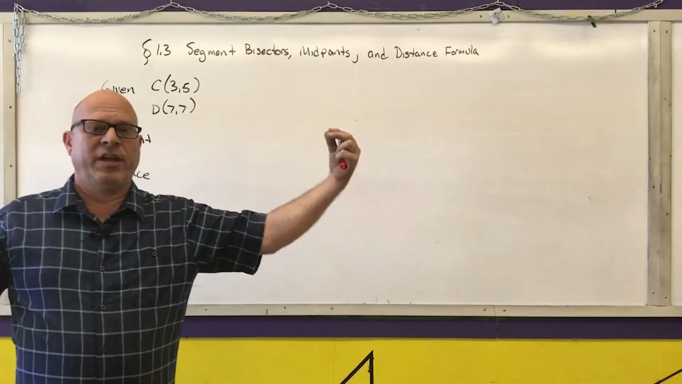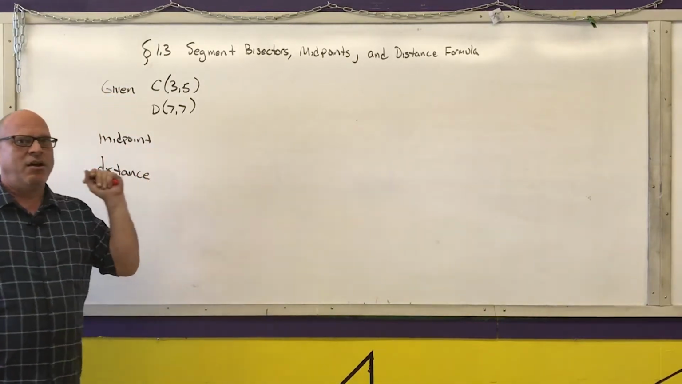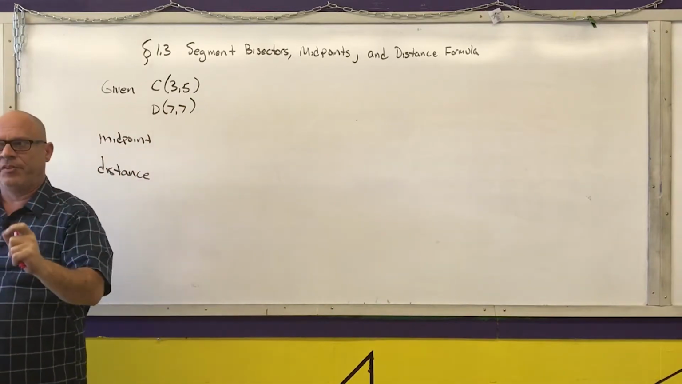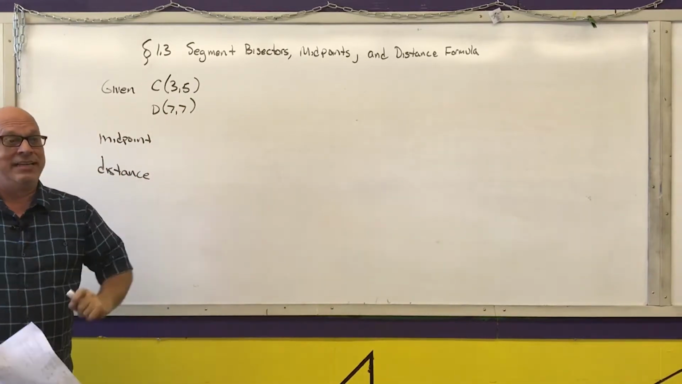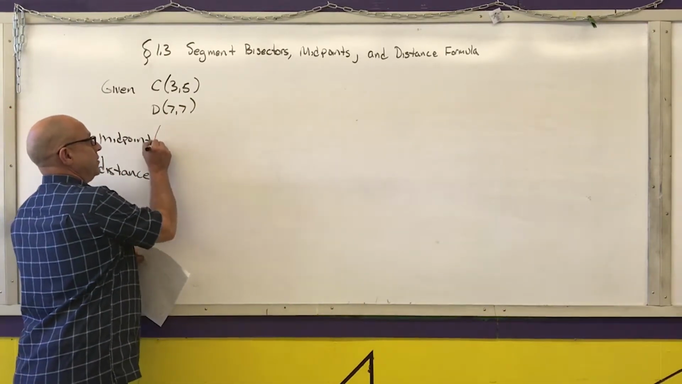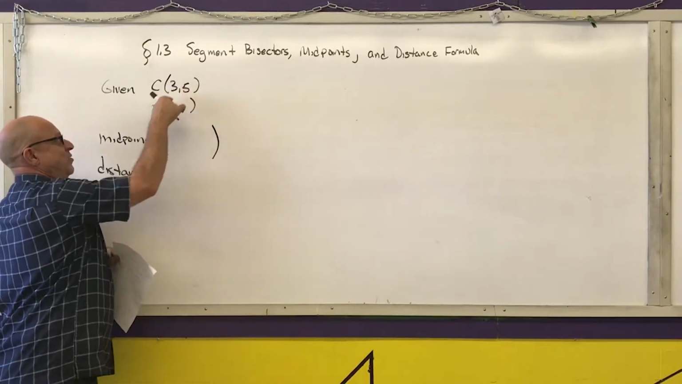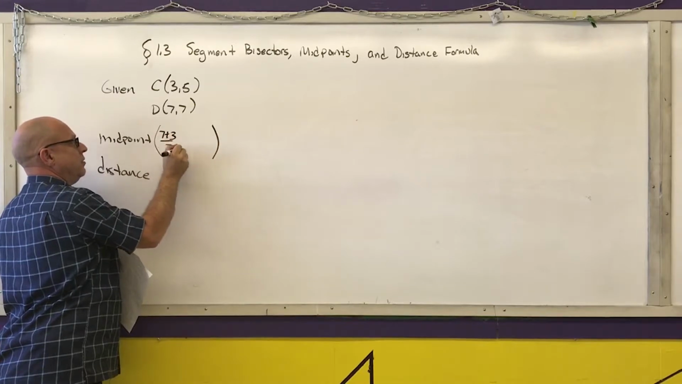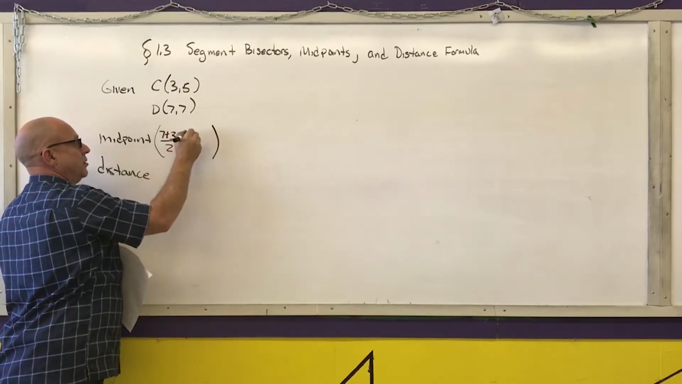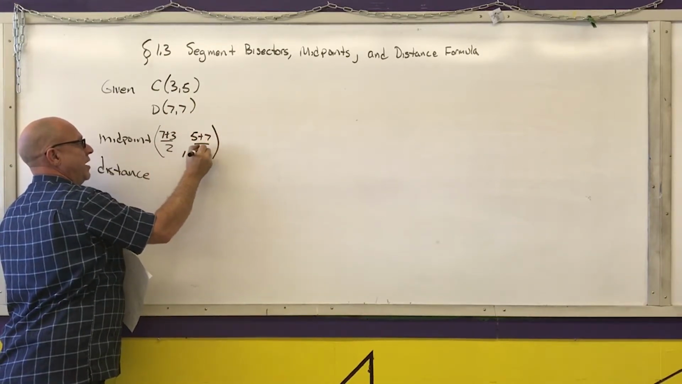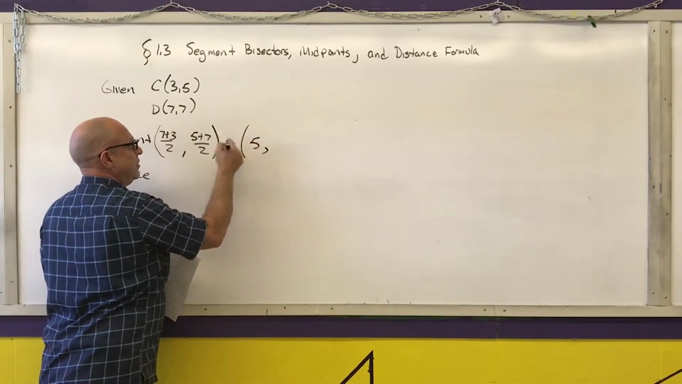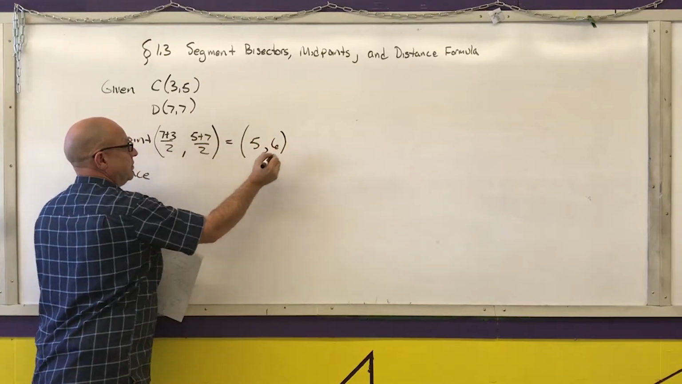If I'm given two endpoints, what I always do is write the points vertically above each other, and I do the work like this. So for the midpoint, I add up these two numbers and divide by 2. I add up these two numbers and divide by 2. 10 over 2 is 5. 12 over 2 is 6. That would be the midpoint.